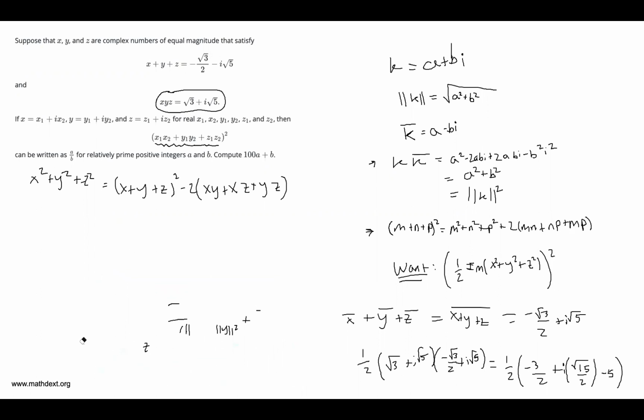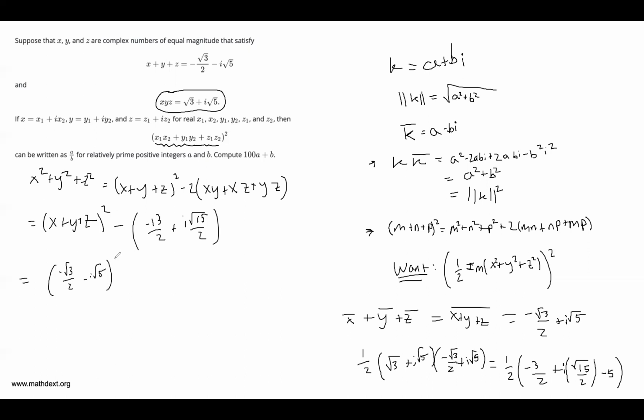And what do we get? Well, 2 times that is just 2 times 1/2 times negative root 3 over 2 plus i root 15 over 2 minus 5. So we have the whole thing is equal to x plus y plus z squared minus 2 times this whole quantity, which is going to be negative 13 over 2 plus i root 15 over 2. And then x plus y plus z is going to be this thing. So the square of that is going to be, well, we have squared minus negative 13 over 2 plus i root 15 over 2.